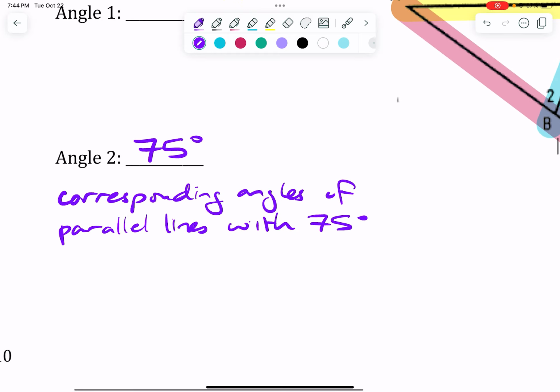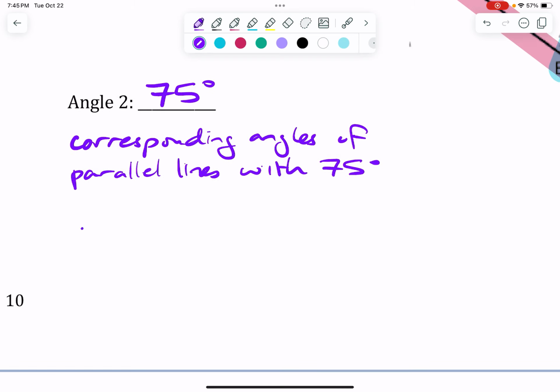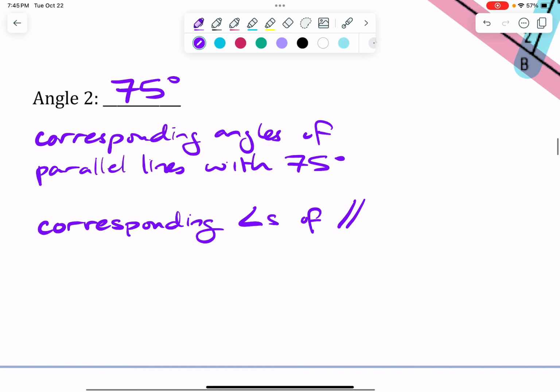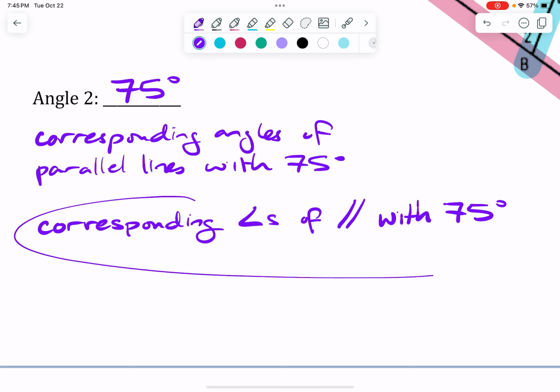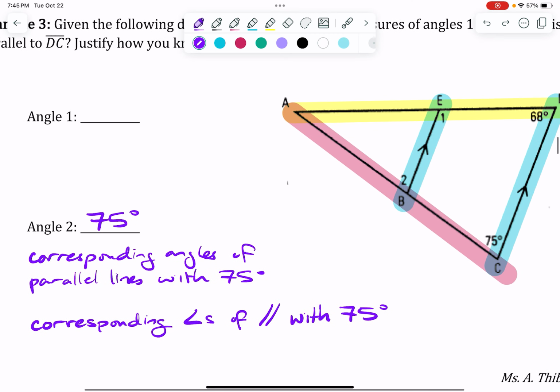If you want to write that a bit more succinctly, because I used way too many words and way too few symbols, you could instead write corresponding angle symbol, plural, of, there's your parallel line symbol, with 75 degrees. You can even write it this way because that's much neater writing than what I had above. There's your best option.